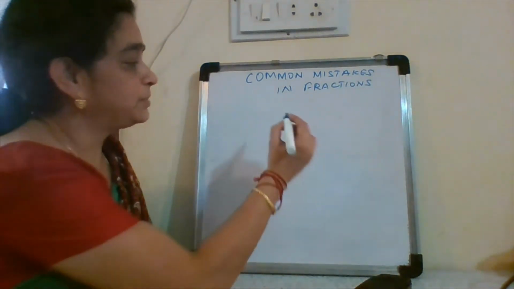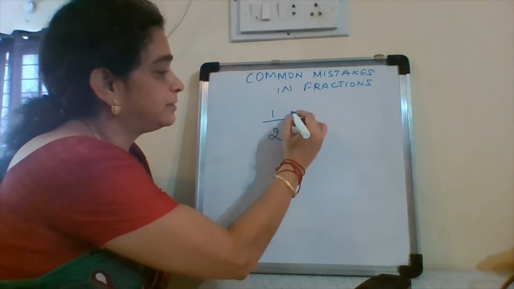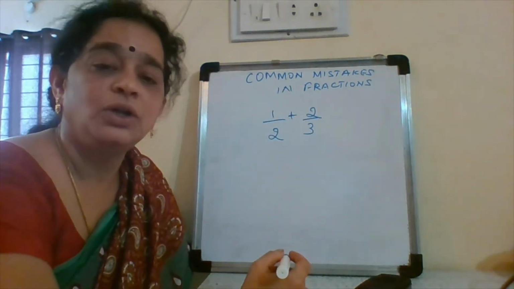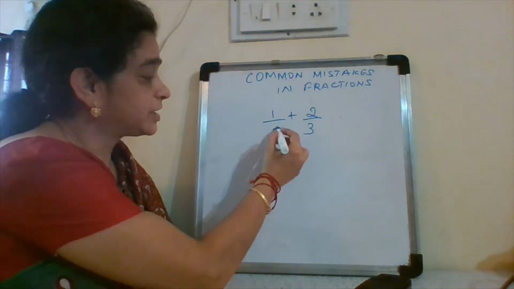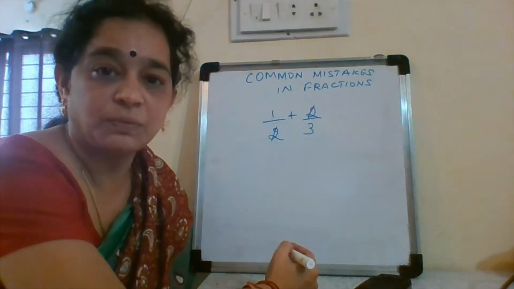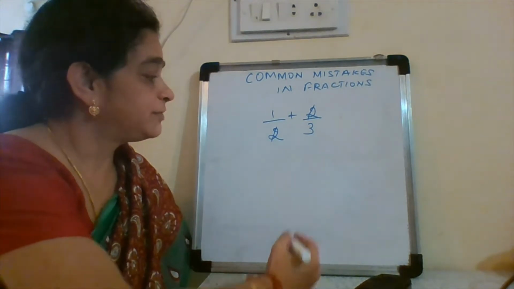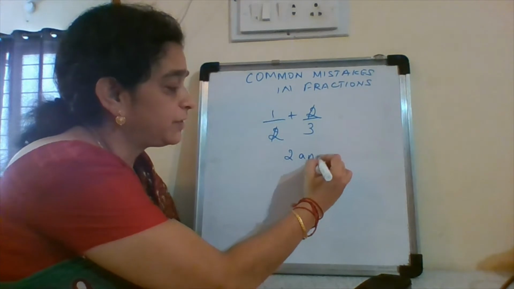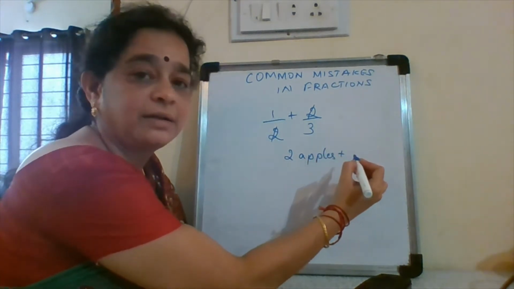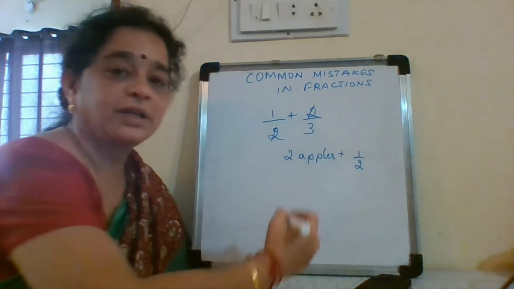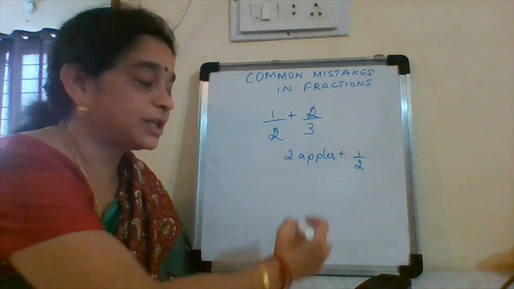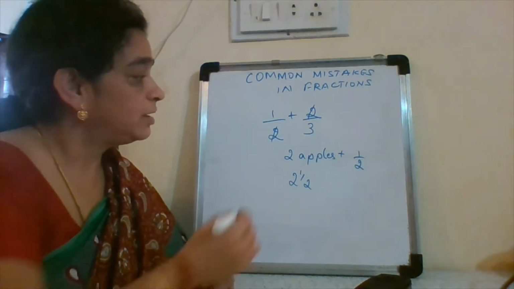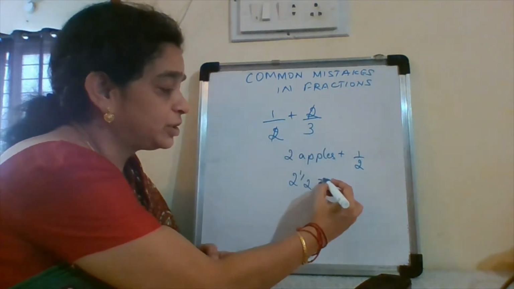One of the common mistakes is when you add, for example, 1 by 2 plus 2 by 3, students cancel this 2 and this 2. This is wrong. See, if I have two apples and I add half an apple to it, what is the total number of apples I'll have? Two and a half apples, right? But here, what am I actually doing?